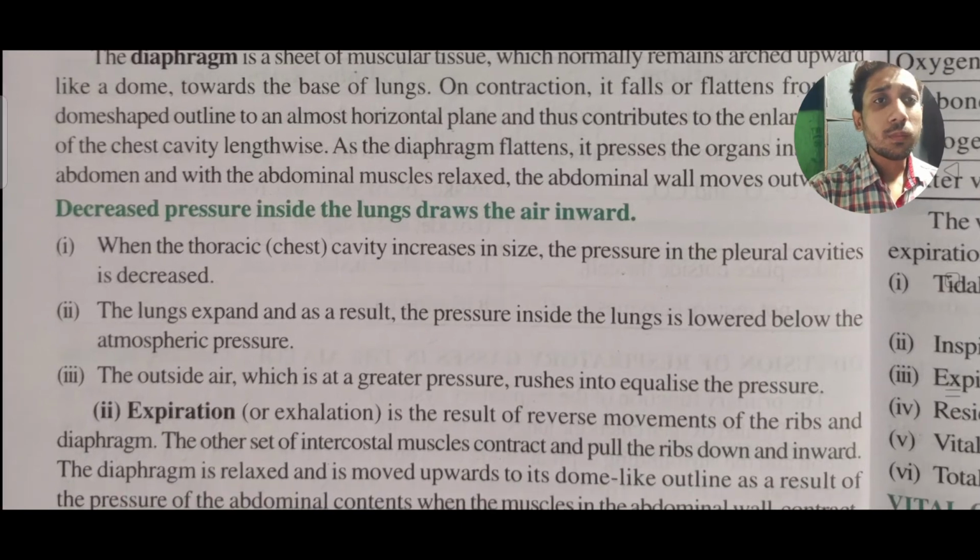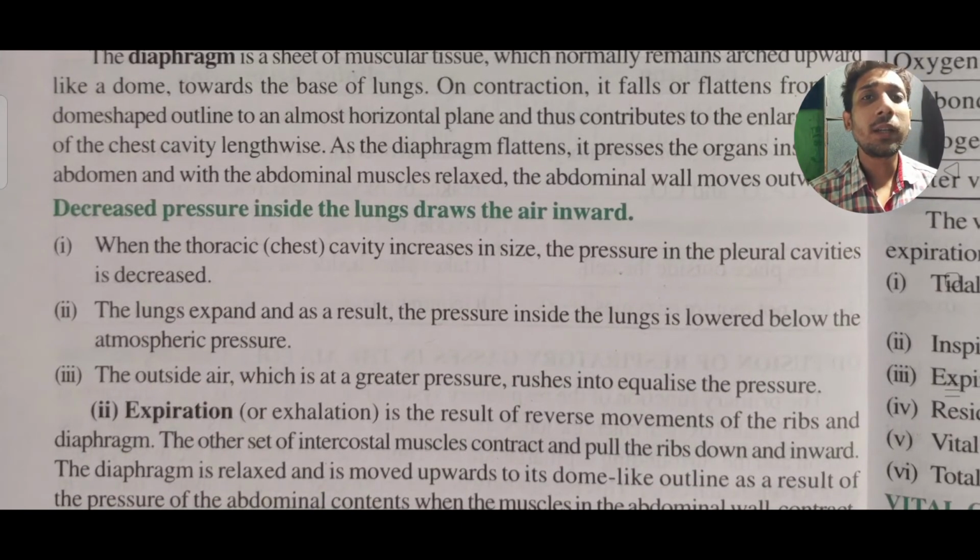Thereafter, there are some conditions about the decreased pressure inside the lungs drawing the air inward. It means when the thoracic cavity increases in size, the pressure in the pleural cavities decreases. It means when the chest cavity increases in size, at that time the pressure in the pleural cavity is decreased.